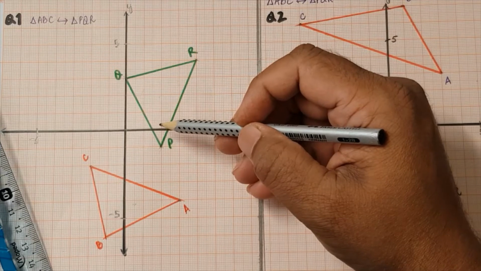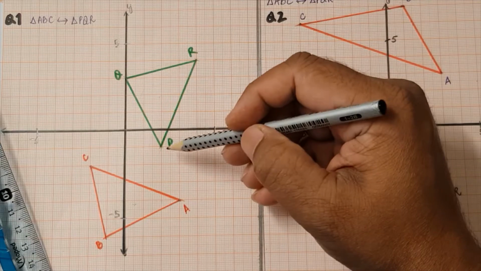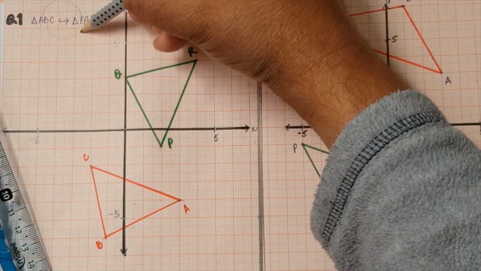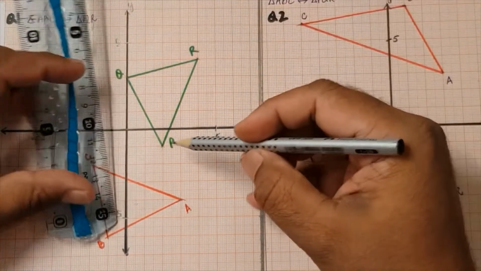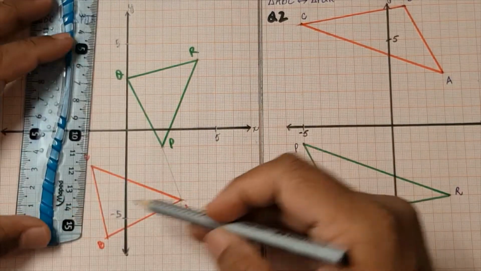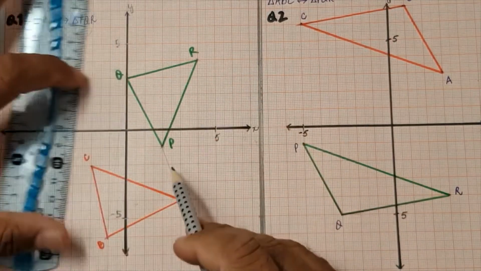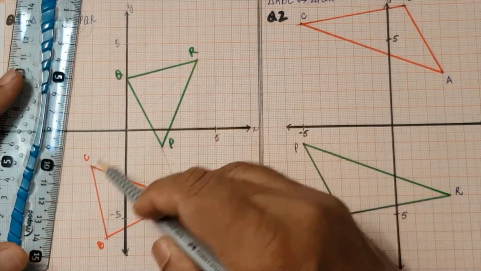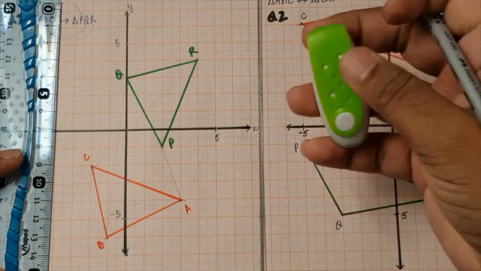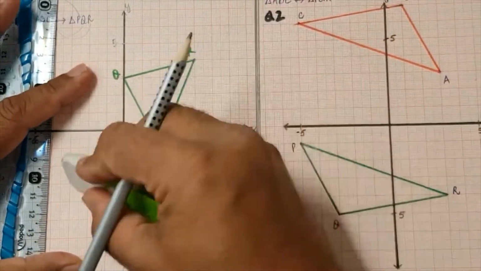In the last video, I discussed reflection. When reflection is possible, the corresponding points like A with P, B with Q and C with R, when I join A with P and B with Q, and before joining the third, just observe, are they parallel? If you join this also, these lines are not parallel. It means this is not a reflection. So it means this is 100% rotation.